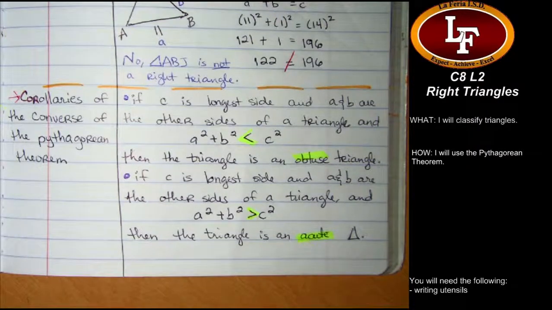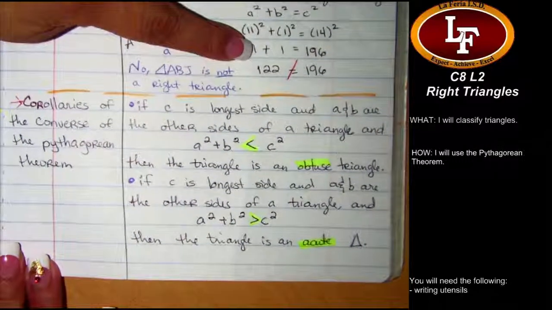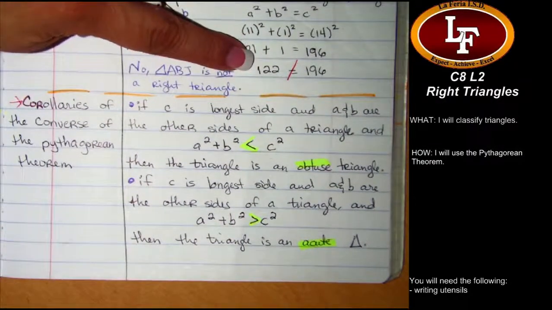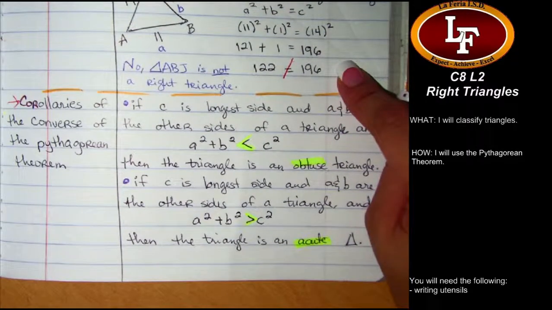So look at the example above. What kind of triangle did we make? Obtuse. Yeah, we made an obtuse triangle, because our A squared plus B squared was less than our C squared. You see it?